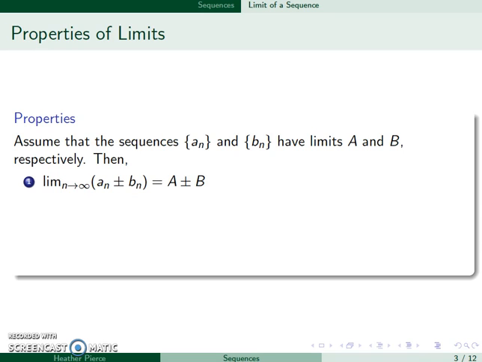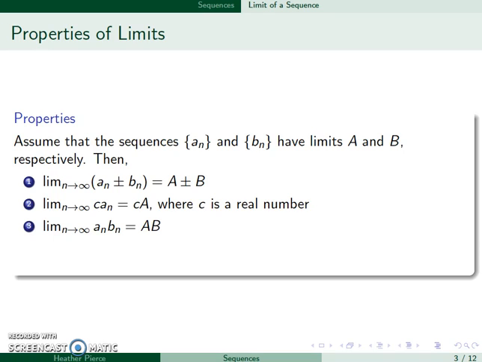So let's assume that our sequences a sub n and b sub n have limits a and b. Then if I add up the sequences, I can just add up their limits, the same thing with subtracting. Multiplying a sequence by a constant will give me that constant times the limit. Multiplying two functions gives me the product of their limits. And dividing will divide the limits. So these are some basic properties of limits.